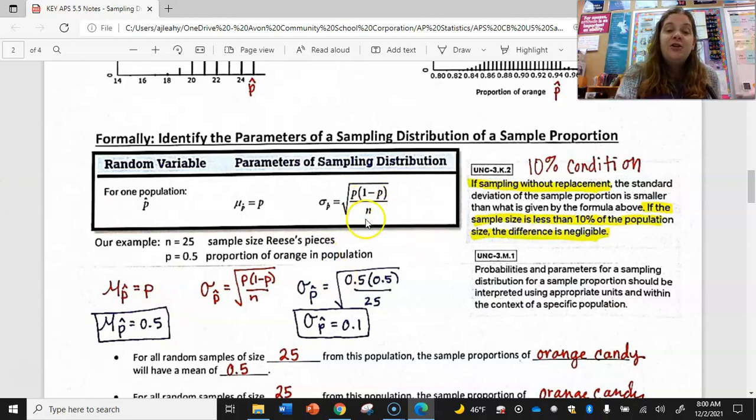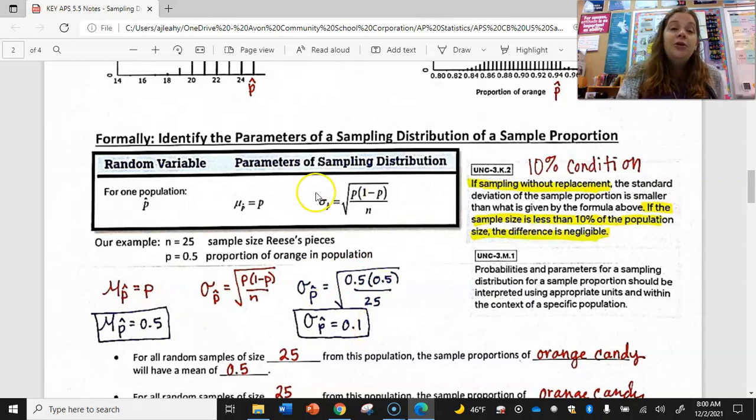The standard deviation is given by this formula over here. It's the square root of p times 1 minus p over n. For right now, just know that this formula is on your formula sheet, and we're just going to fill in the blanks: 0.5 times 1 minus 0.5, which is also 0.5, divided by 25. We figure that out, we get that standard deviation.